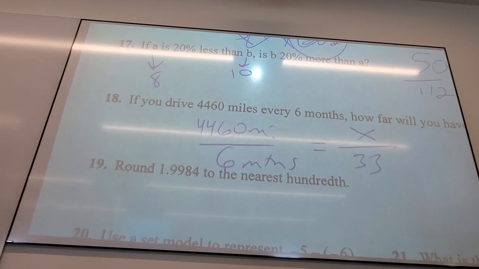How do I get 20% more than A? How did we get 20% less than B? We took 20% of 10, subtracted. How do we get 20% more than A? 20% of A and add it. What is 20% of A? How do I do 20% of something? What does "of" mean? Multiply. So do 0.2 times 8. You'll get 1.6, yes? Add it to 8. What do you get? 9.6.